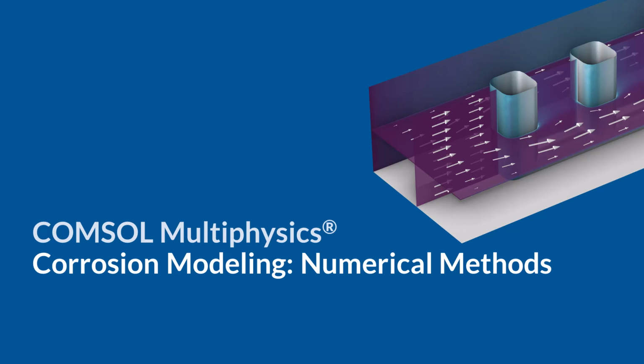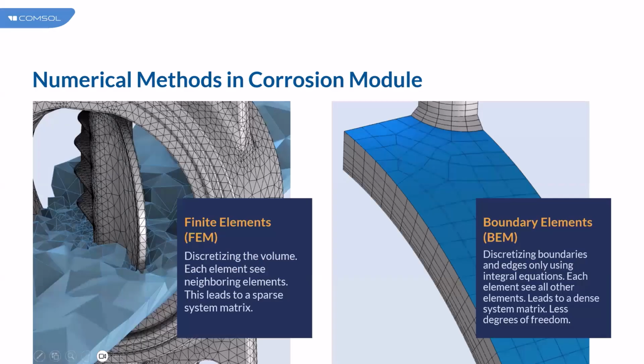In this tutorial, we'll talk about the different numerical methods in corrosion modeling that we have in COMSOL. In the corrosion module, we have both finite elements and boundary elements. When using finite elements, you discretize the volume so that each element sees only the neighboring elements. This leads to a sparse system matrix, which can be efficiently solved with our solvers.